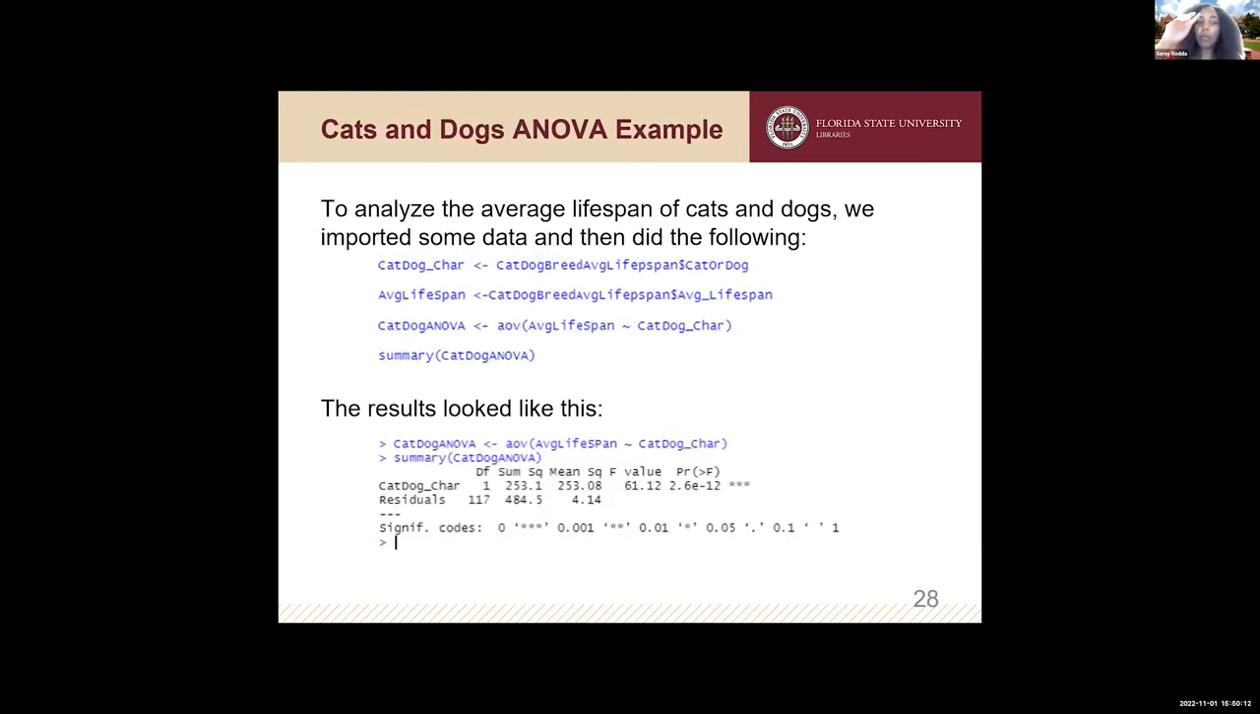So this is a breakdown of how we did the earlier example with the cats and the dogs. You can see the first two lines of code are just making an object for each variable we want to use: the type of animal, whether it's a cat or a dog, and the average lifespan. Then in the third line, you can see the ANOVA function, being saved as an object called catDogANOVA. It's aov, open parentheses, average lifespan, that is the Y variable, with a squiggly line, and then catDog character, that's the X variable, close parentheses, and then a summary function to look at the results. And this is what the results look like.